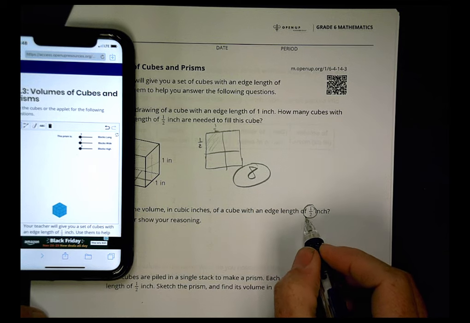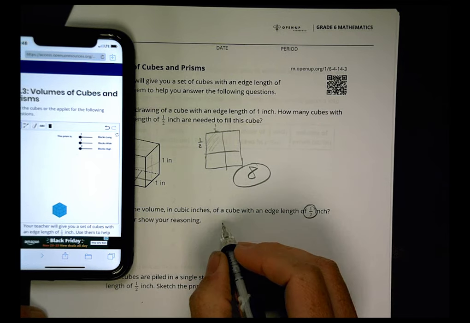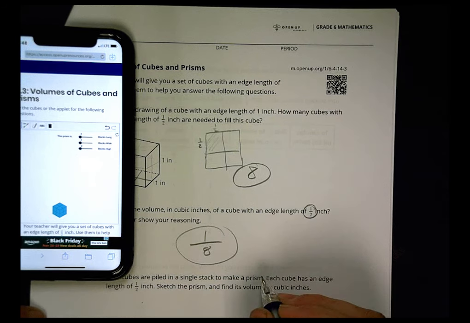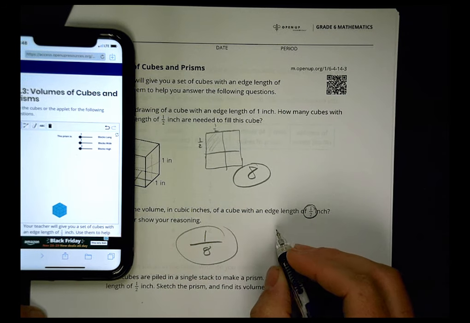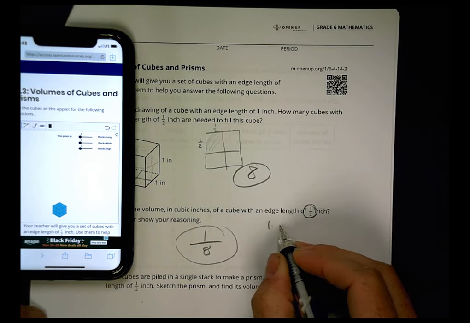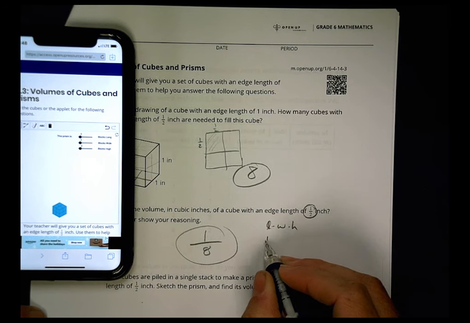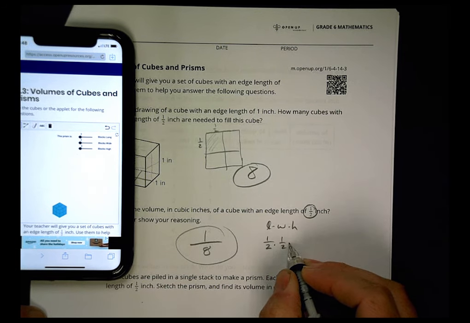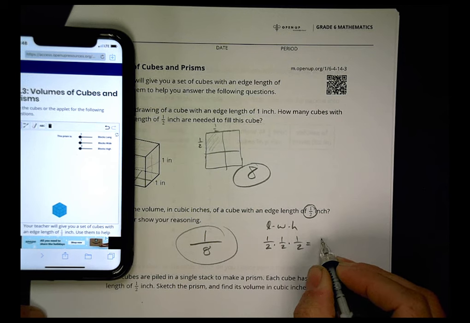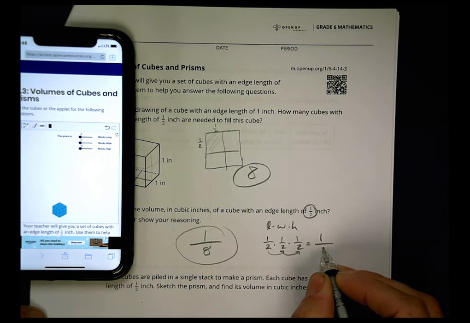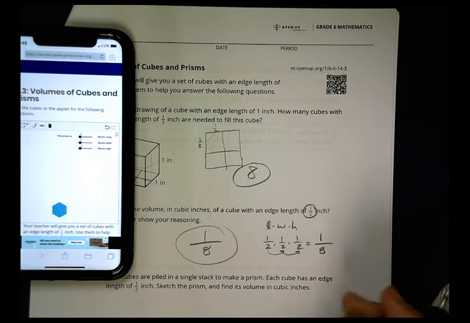So the volume of one of those guys is going to be 1 out of the 8 needed to fill the whole thing. If we think about it in terms of volume, volume is going to be a length times a width times a height. So in our case, it's a half times a half times a half, which equals 1 over 2 times 2 is 4, 4 times 2 is 8, so 1/8 there.